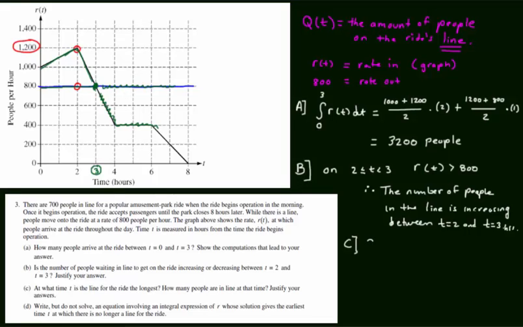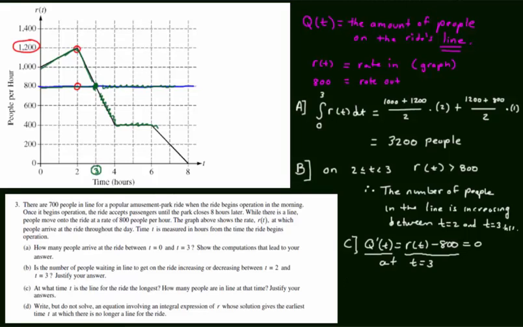I like to say that Q prime of t, which is our R of t minus 800, equals 0 at t equals 3. See, I like to say Q prime of t. You wouldn't necessarily need that. You could simply say R of t minus 800 equals 0 at time t equals 3. It's important to identify that critical t value.